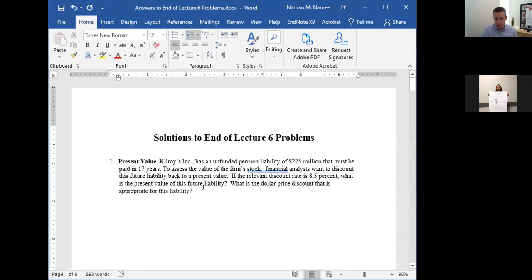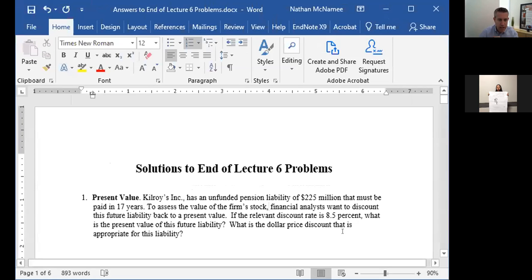As has been mentioned in the slides, the most challenging part of time value of money problems is not the actual calculation. The most challenging problem is reading the words and figuring out exactly what they're trying to get us to calculate. So let's just read through this one together real quick. It says, Kilroy's Inc. has an unfunded pension liability of $225 million that must be paid in 17 years.